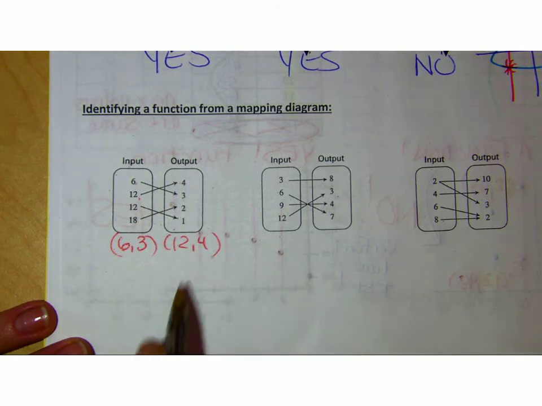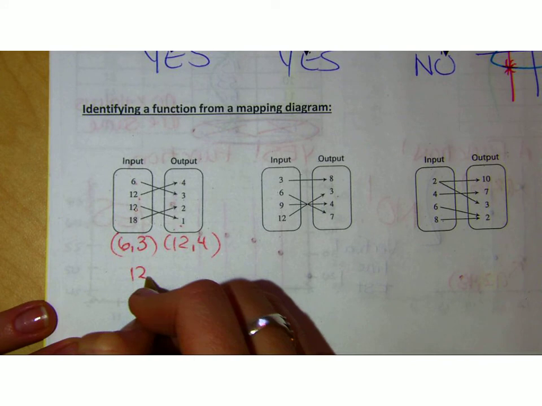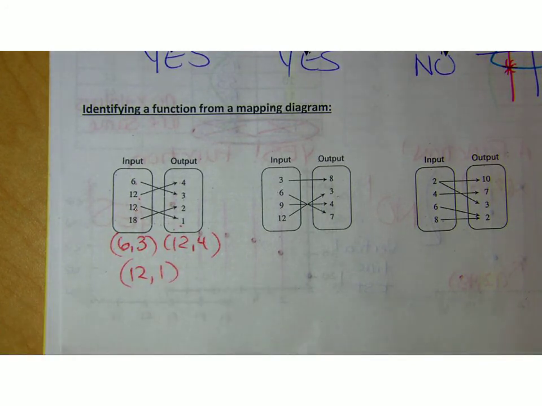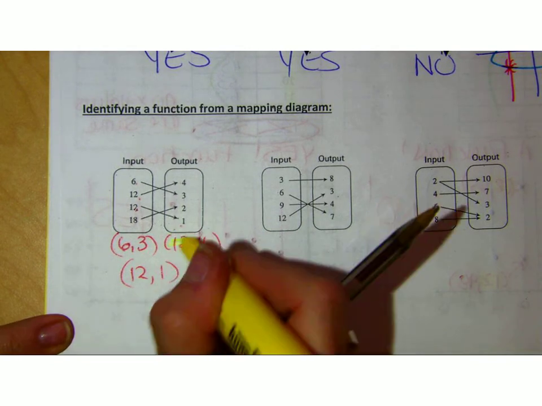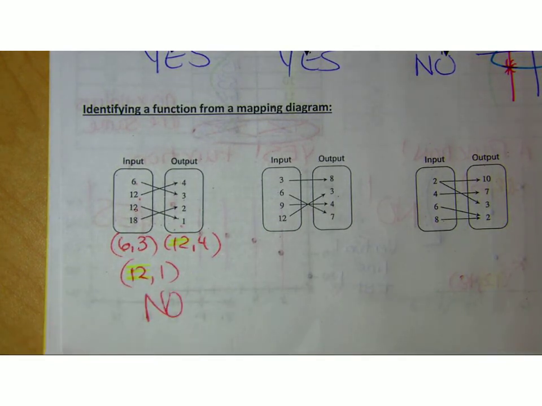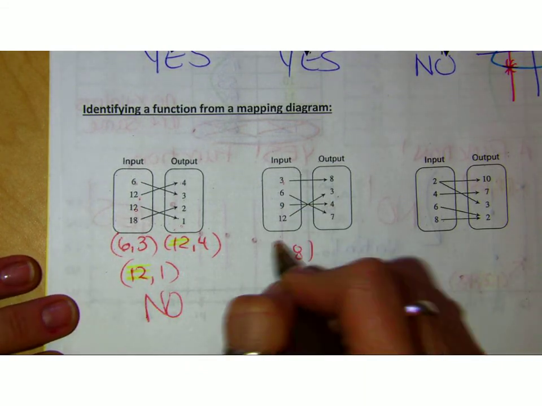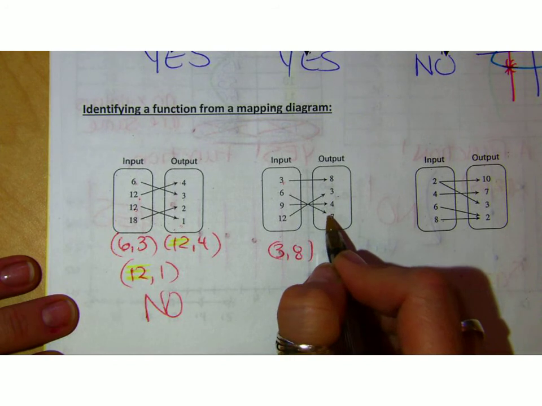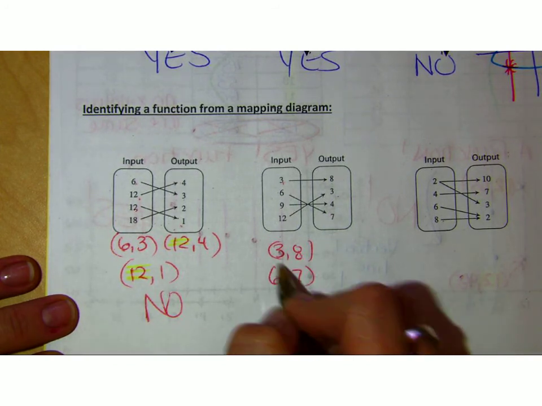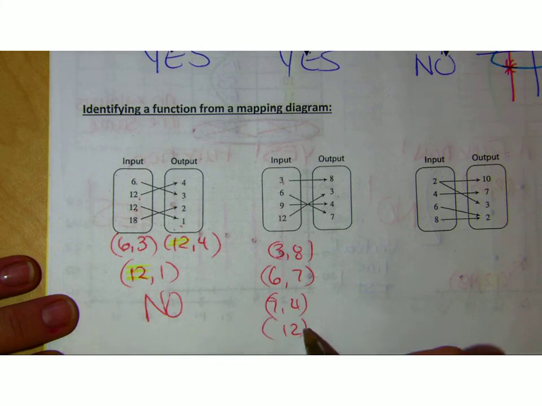Can I stop right now? I have enough information because right now there's more than one y value for the same x value. Is this a yes or no? Nope. This 3 is paired with this 8. This 6 goes with the 7. The 9 with the 4. And the 12 with the 3. Are we good? Yes.